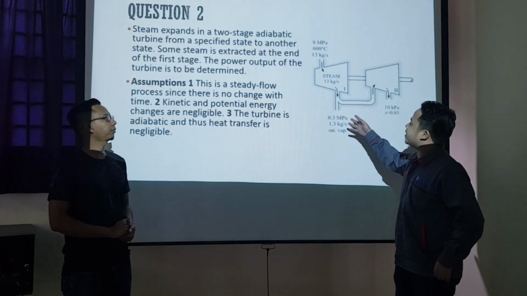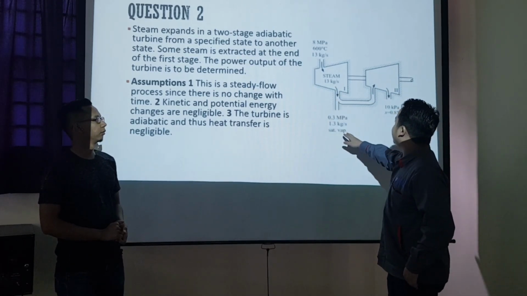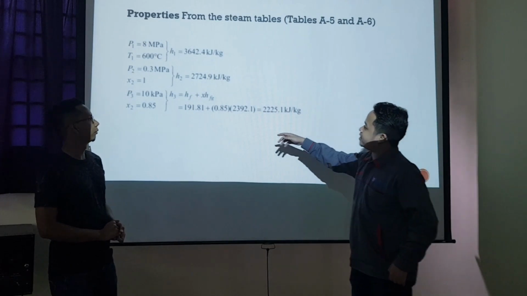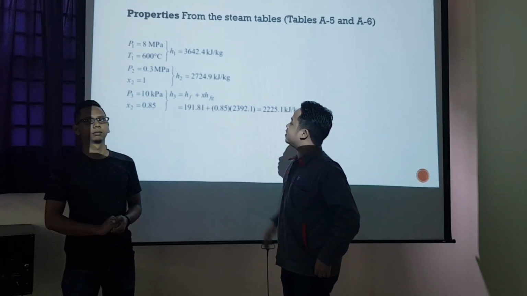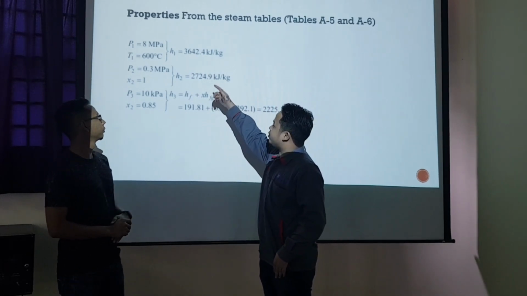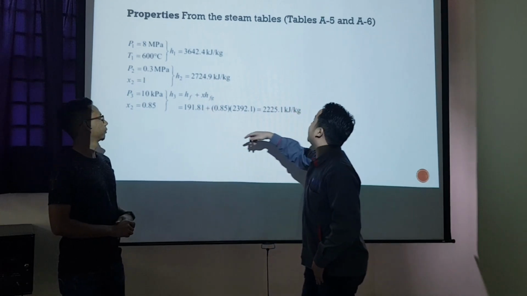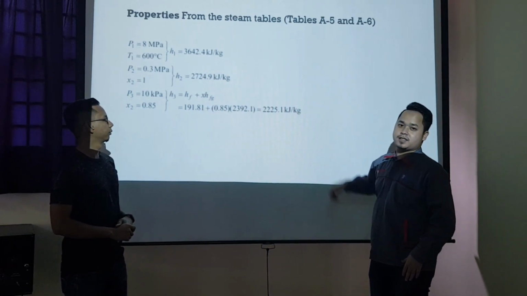From this diagram, we can extract the given information, which we can list down for each condition. Then using this given information, we can get h1, h2, h3 by referring to the tables of properties A5 and A6.